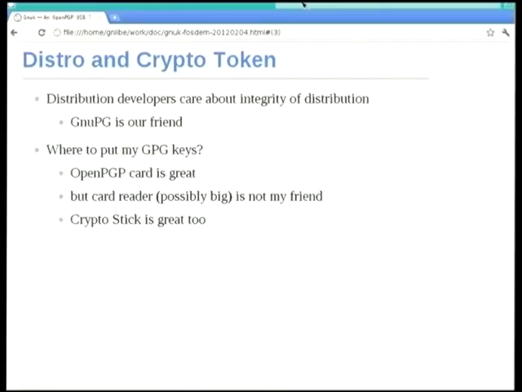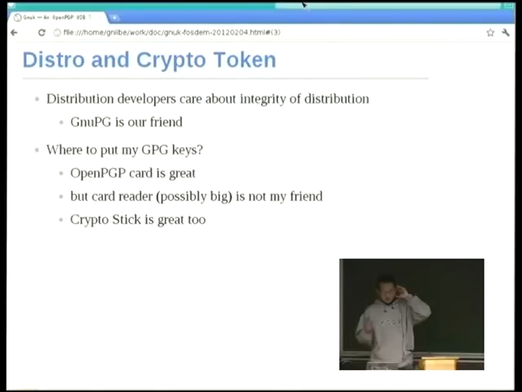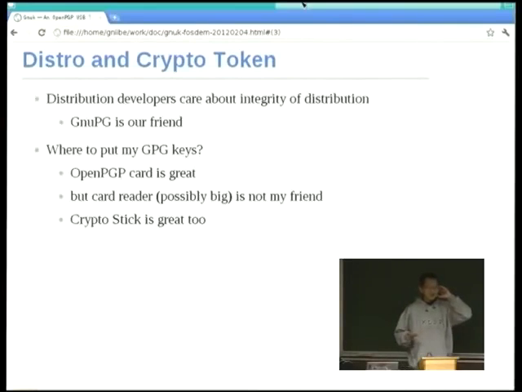Well, as I said already, distribution developers should care about the integrity of distributions. And usually GnuPG is your friend. But we have an issue: where to put my GPG keys. Usually, with no hardware support, we put GPG keys under the .gnupg directory. Yes, it is protected by a password, but it is not considered secure enough, because people who steal your computer can do a brute force attack against your password and steal your identity.